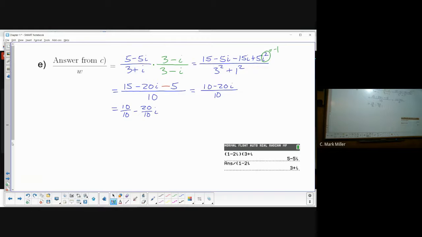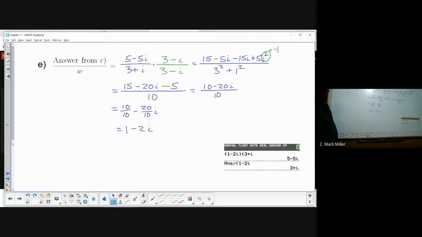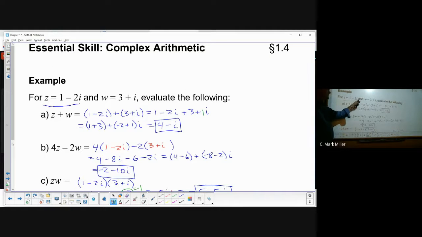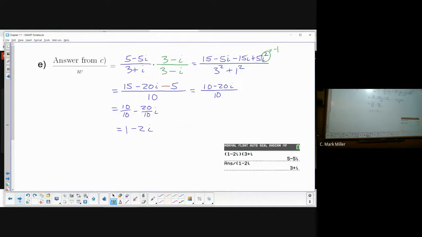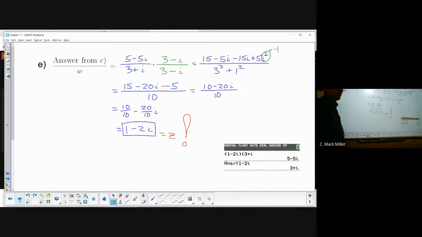I can split out that numerator. 10 over 10 is 1. 20 over 10 is 2, minus 2 in this case, i. Does that look familiar? It was Z. Why should you care? To me, that's cool. Whoa. Why is that? Why should you care?